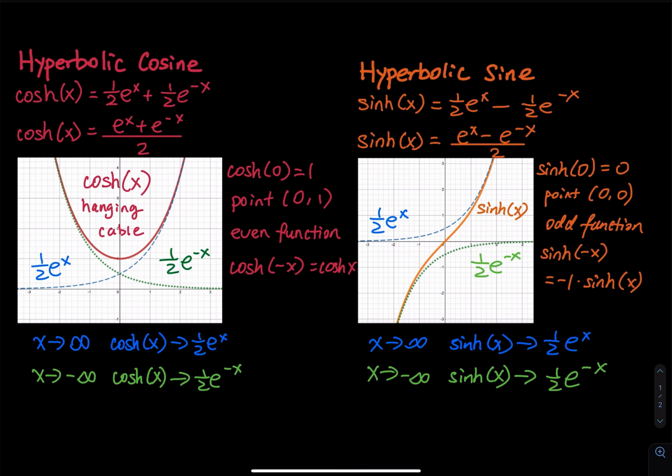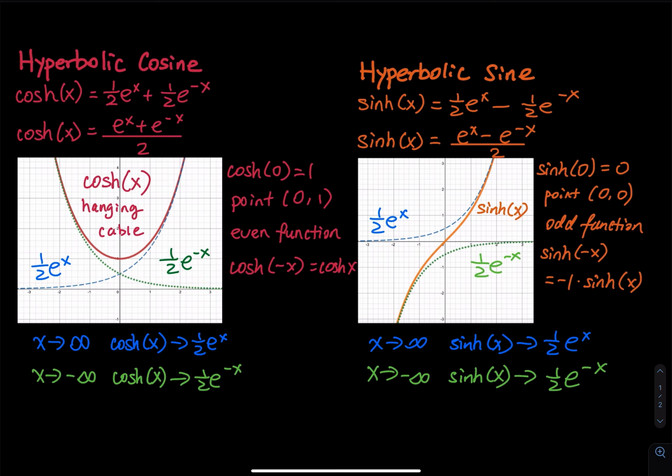That is the sum of half of e to the x plus half of e to the negative x, and then usually the book will just write e to the x plus e to the negative x, divided by 2. The graph of hyperbolic cosine looks like a hanging cable. Every time I think about hyperbolic cosine, I think about the Golden Gate Bridge. A hanging cable looks like the Golden Gate Bridge, and this is the sum of half of e to the x and half of e to the negative x.